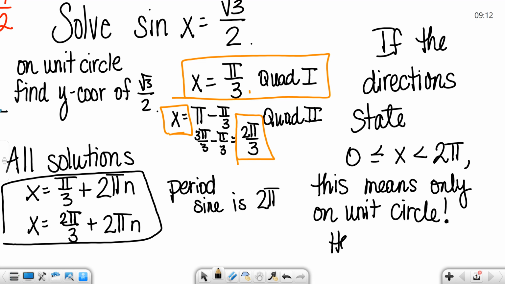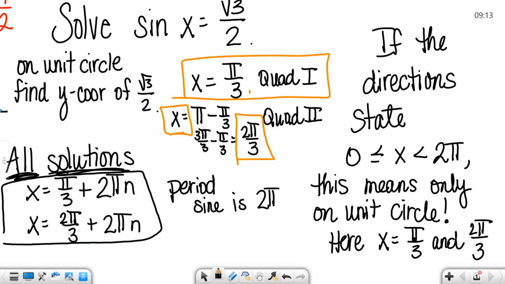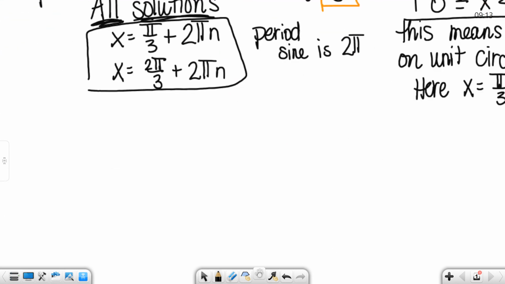Well, the solutions here would be just pi over 3 and 2 pi over 3. We don't have to worry about the 2 pi n, okay? But if we're looking for all solutions, that's where we have to include the 2 pi n. If the directions tell me that I am in a certain range of x values, then I don't have to worry about the 2 pi n.